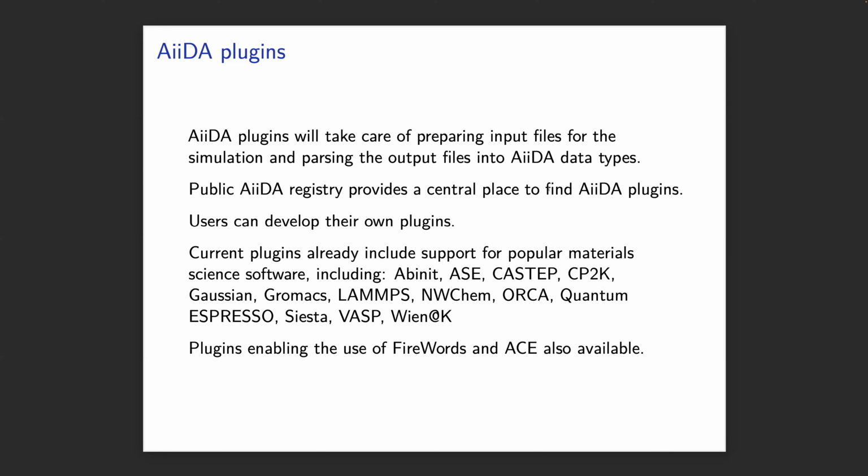Users can also develop their own plugins, though admittedly, it is not entirely trivial. It takes some knowledge of the AiiDA interface to do this. I looked at the plugin list just recently, and I see on this list Abinit, CASTEP, CP2K, Gaussian, GROMACS, LAMMPS, ORCA, Quantum ESPRESSO, VASP, which I'll be using for my demo, and so on. So all the most common materials and quantum chemistry software is out there.